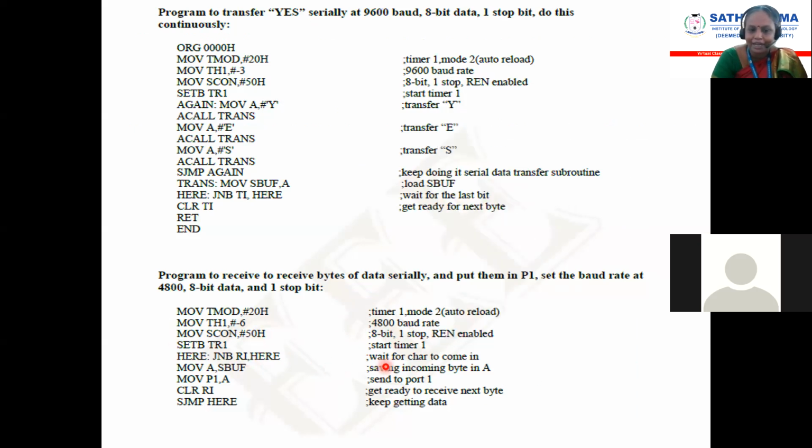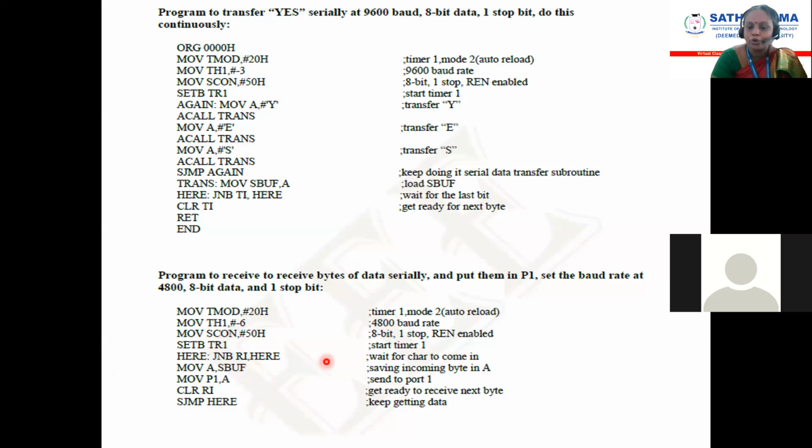Then start the timer. Instead of JNB TI, we are receiving here. So which flag do I have to check? The receive interrupt flag, JNB RI. Every time I have to check whether I am receiving any data. Whenever RI is 1, I will receive the data from the serial buffer, move it to the accumulator, and then to port 1. If it is a character, it will display the ASCII value of that. Then clear the interrupt once I have received it, and jump back.